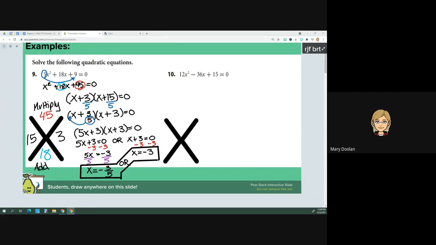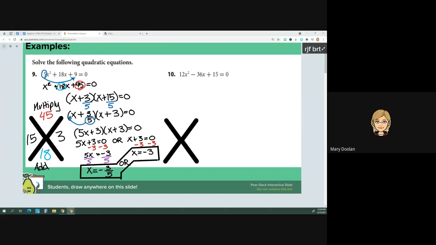And this is just one method. All right, so we're going to look at number 10 now. We have 12x squared minus 36x plus 15 equals 0. So I want to use the bottom-up method. I might be able to make this problem a little bit easier number-wise to work with.